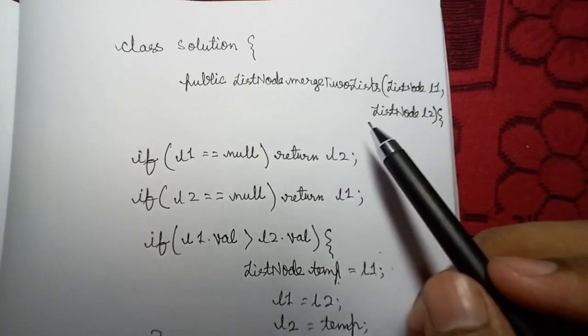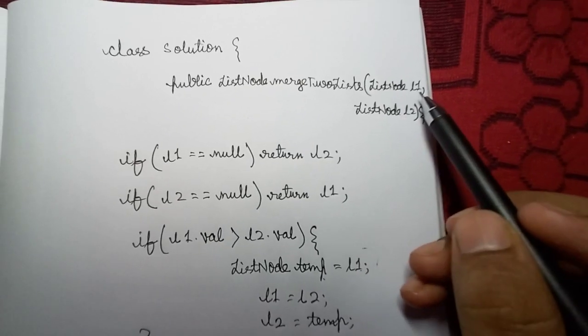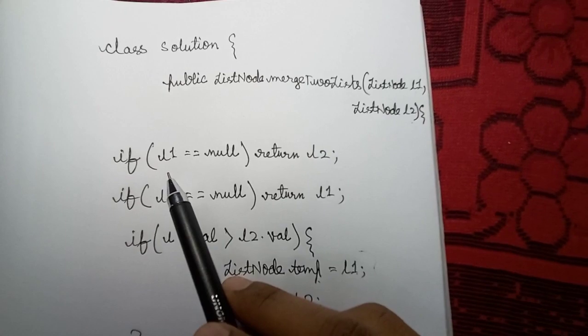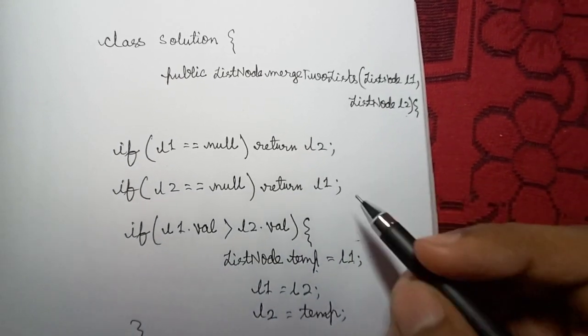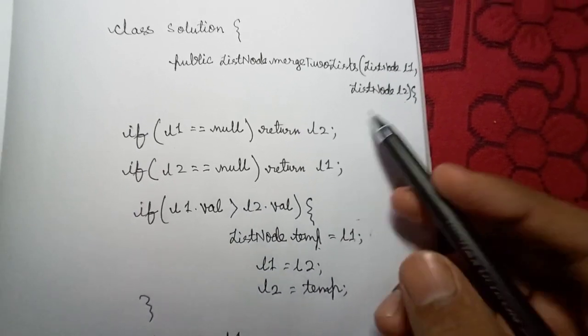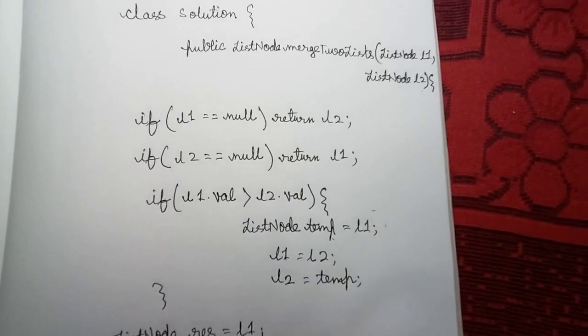So in the Java code, the function is given with two lists, the L1 list and the L2 list. If the L1 list is equal to null, the answer will be list L2, and if the L2 is equal to null, the answer will be L1. These are basically the corner cases that we have to take care of.